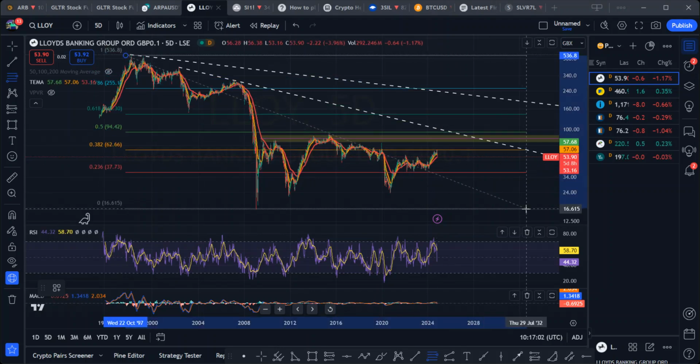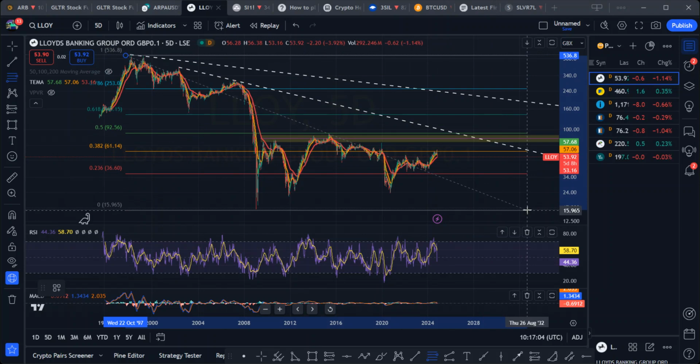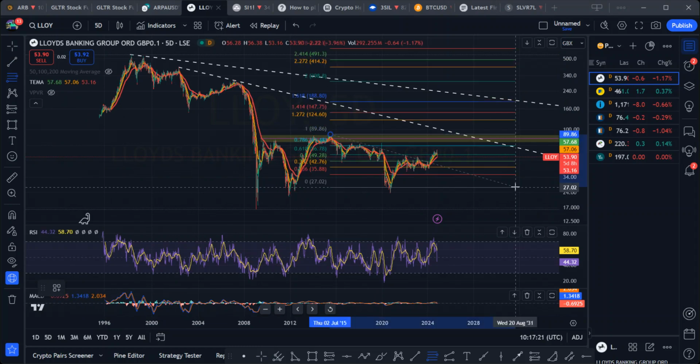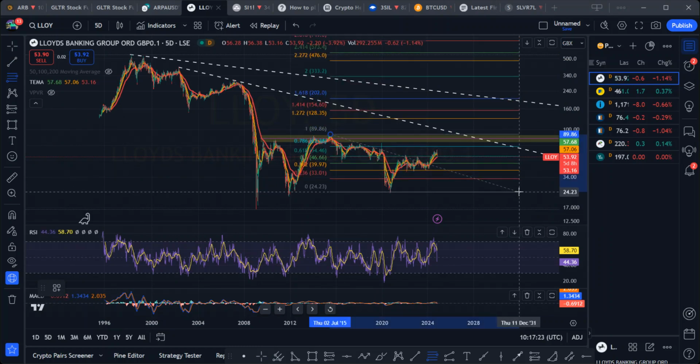To there. Where is their convergence and all that sort of thing? Okay, 382. So it's just trying to break up through there, isn't it? Or is it? Okay, so a significant area there, 67.38. That's it. So that's okay.